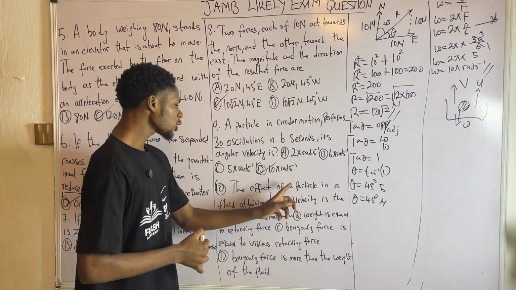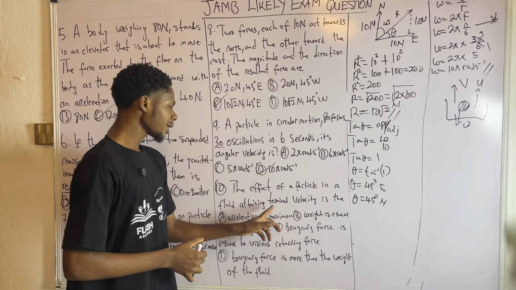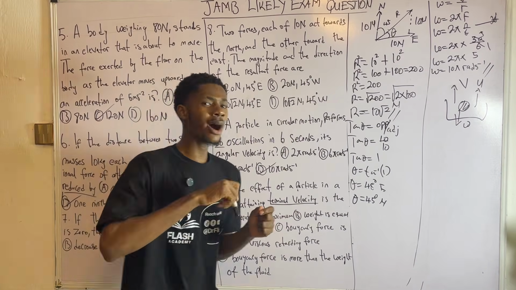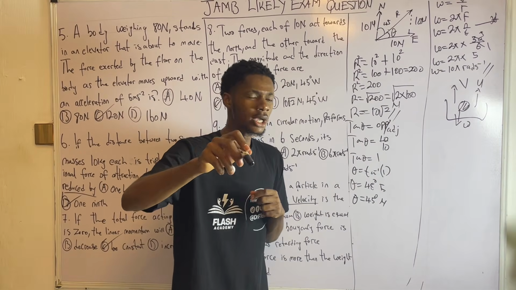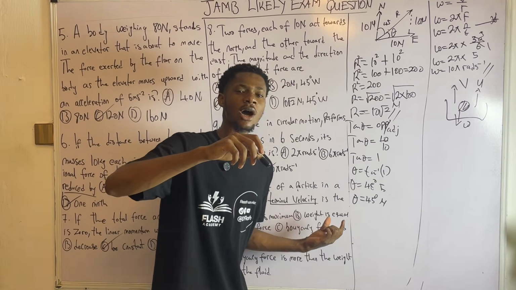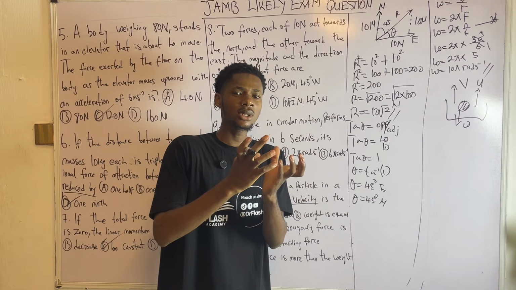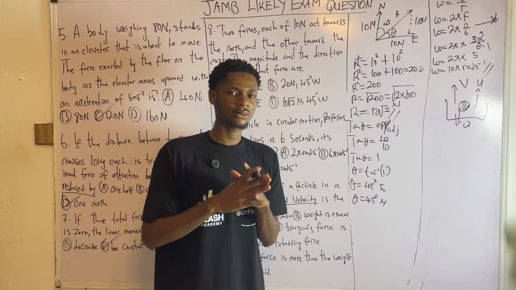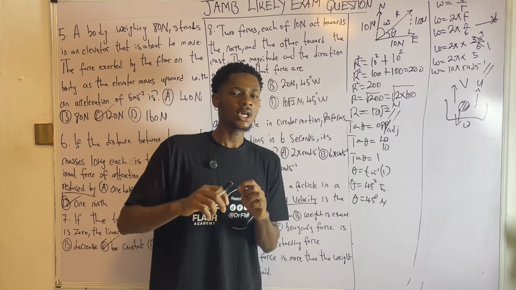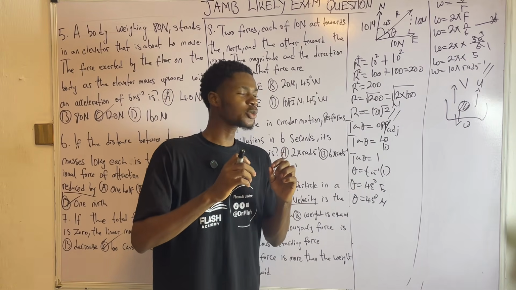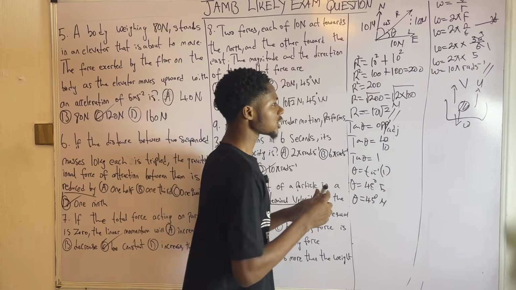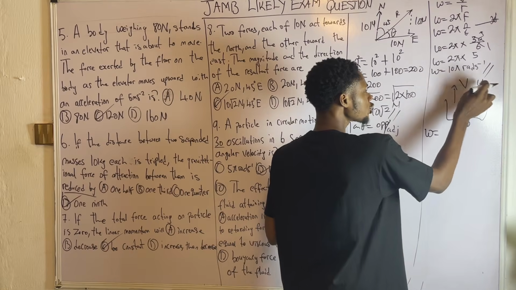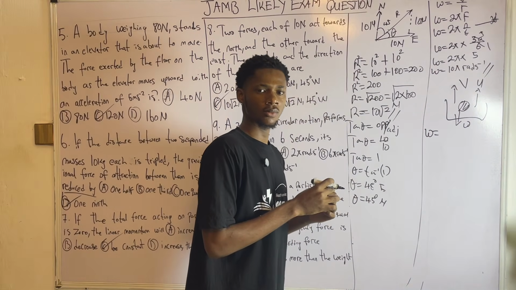The question is the effect of a particle in a fluid attaining terminal velocity. Take note, when a particle attains terminal velocity, it means the velocity is constant at that point. It is not accelerating. It is moving at a constant velocity. And for that reason, the weight will be equal to the sum of the two opposing forces.